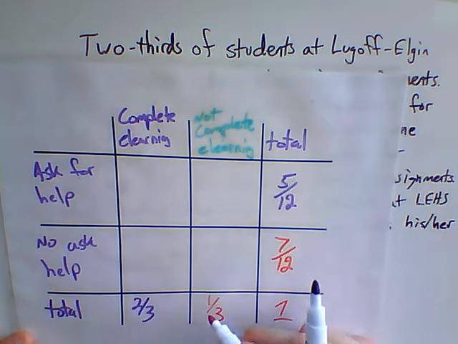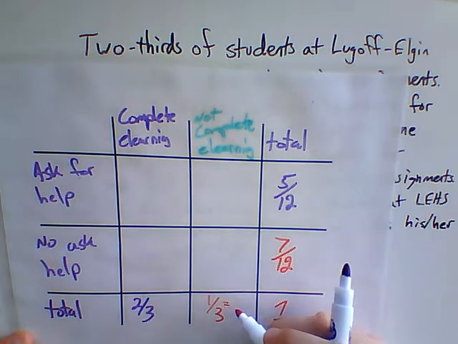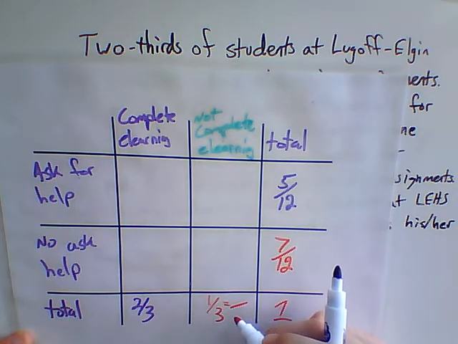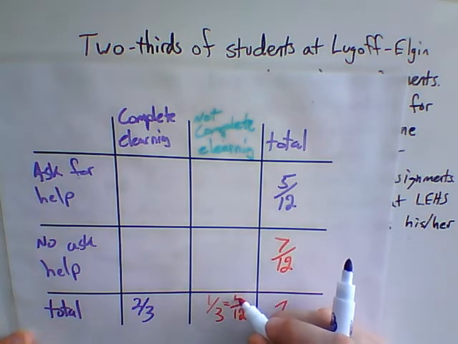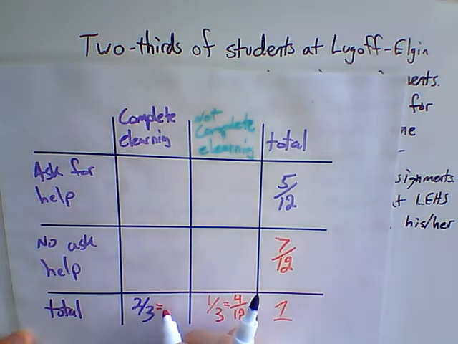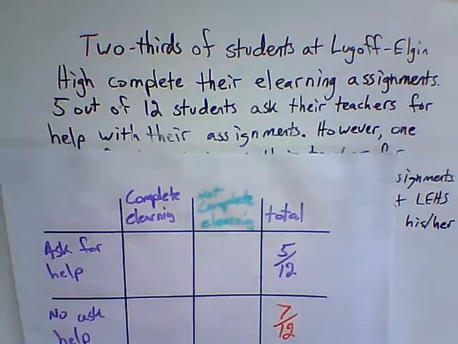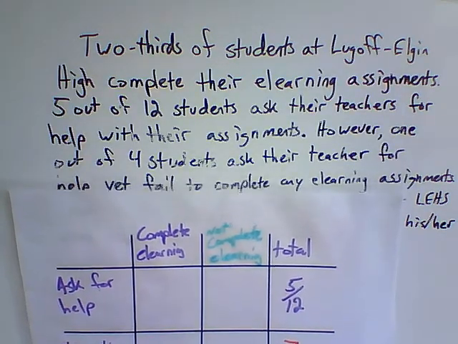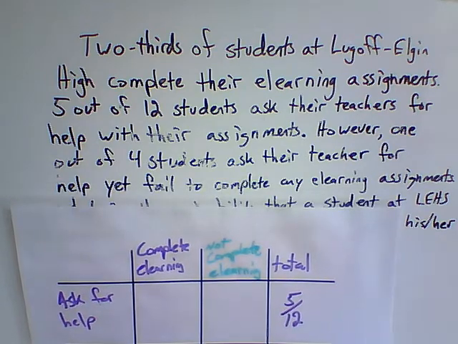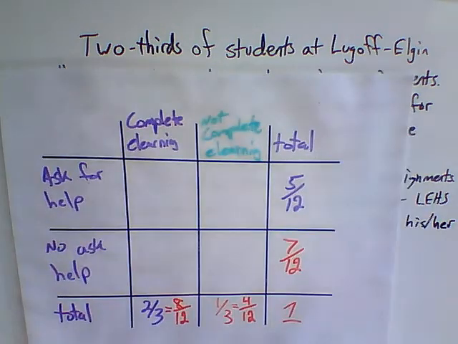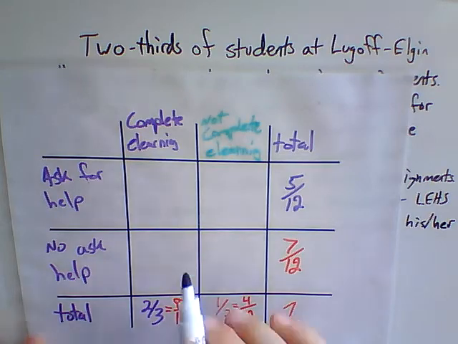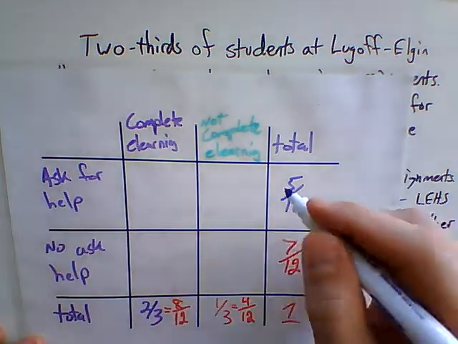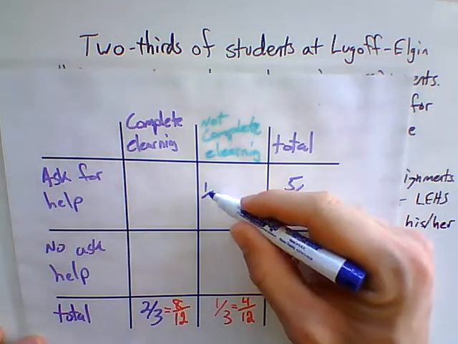And I already see that we're gonna start having 12s. So 1 out of 3 is the same thing as 4 out of 12, and 2 out of 3 is the same thing as 8 out of 12. Alright. However, 1 out of 4 students asked their teacher for help, yet failed to complete any e-learning assignments. So 1 out of 4 ask for help, but don't complete their e-learning.